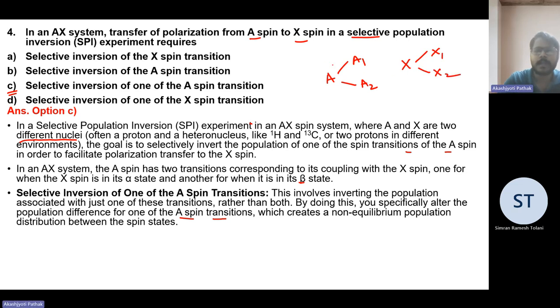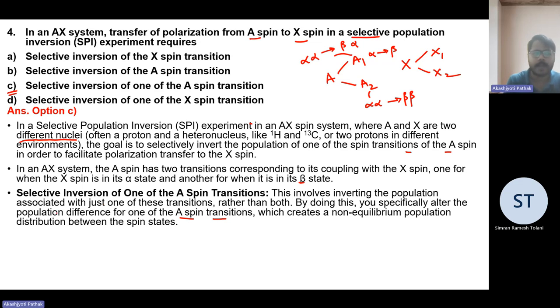Okay, so A1 is when the transition is from, say, alpha to beta, and A2 is when the coupled system transfer is from alpha alpha to, say, beta alpha. And A2 is when the transition is from alpha alpha to beta beta. Okay, so these are the two transitions.